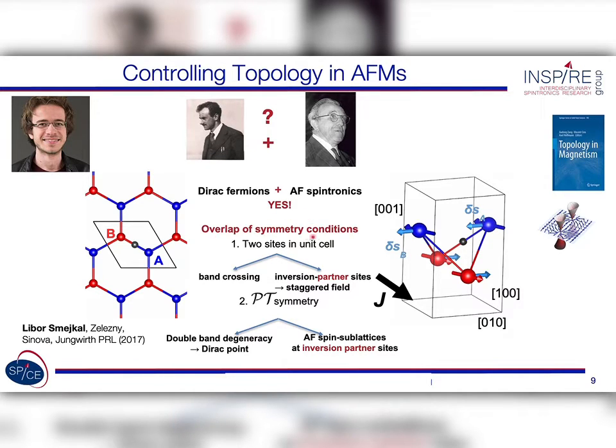Because here you have two overlapping symmetry conditions that actually come to aid. You need two sites in the unit cell at least. One of them, in the collinear antiferromagnets that we have, affords us these inversion partner sites that can give us these staggered fields that we can induce by the currents. And the other one, by the creation of the band crossings, otherwise you wouldn't have any band crossing. And you have to have PT symmetry being conserved, which would be the case in, say, graphene, but you also will have the PT itself, even though local parity and time reversal are not conserved, because of the appearance of these inversion partner sites.